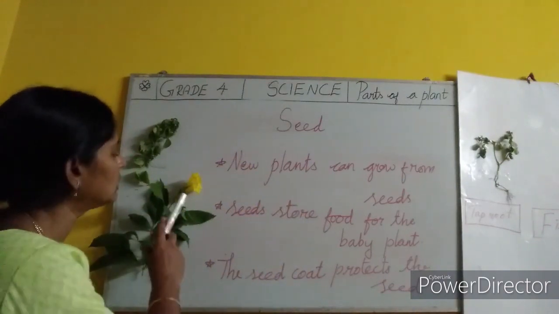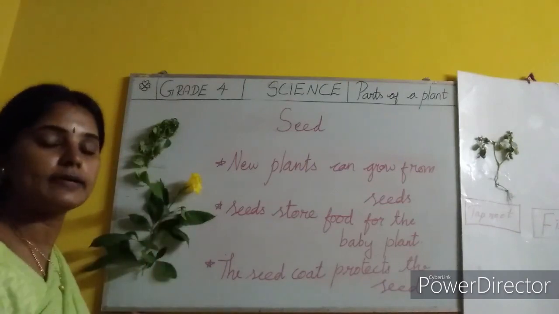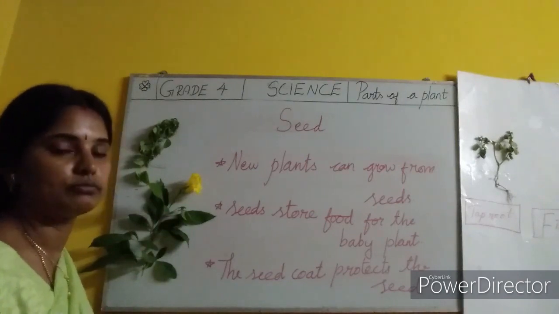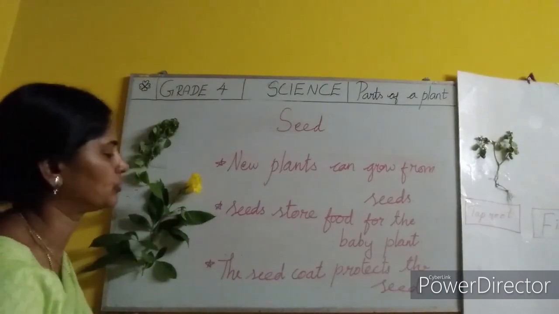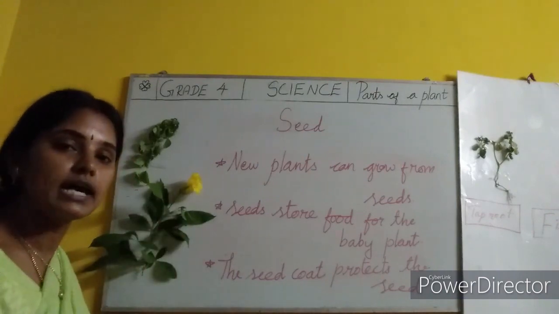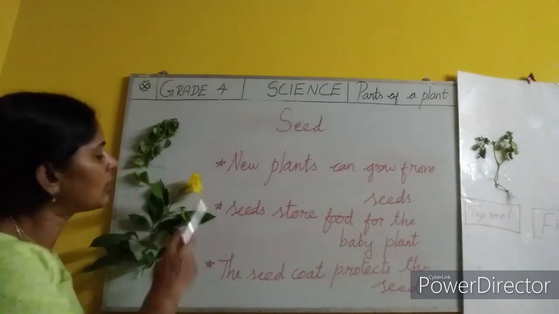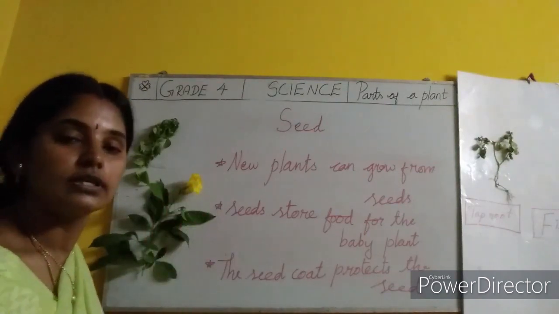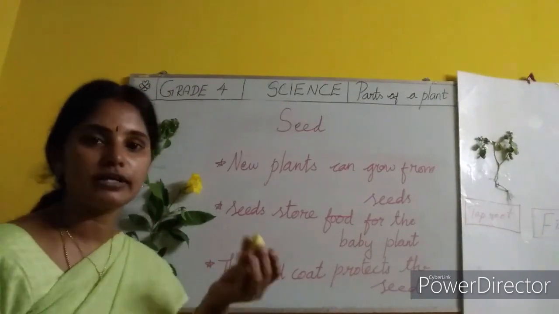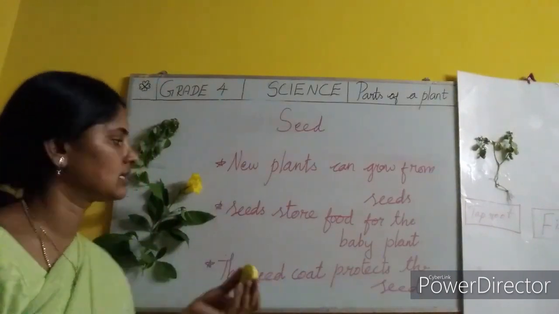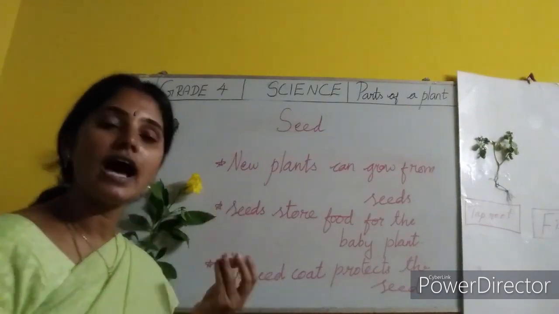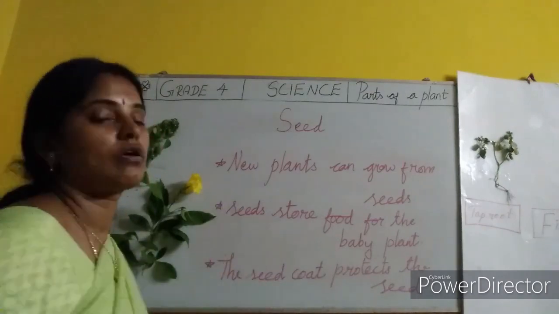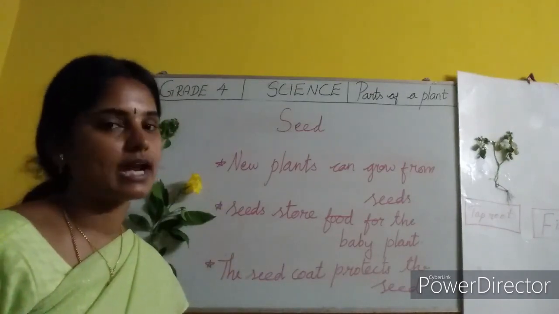Then we saw about the leaves, different types of leaves. And leaf is the kitchen of the plant. Leaf helps the plant to prepare food. And flowers. Flower is the reproductive part of the plant. Flower grows into fruits. And fruit is a fleshy part of the plant which holds seeds in it. And seed has food for the growth of the baby plant. So these are the things we studied in today's class.